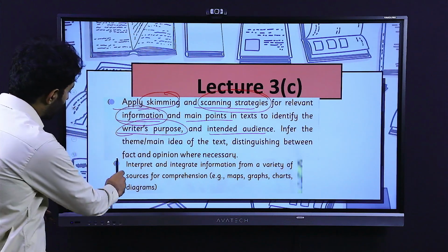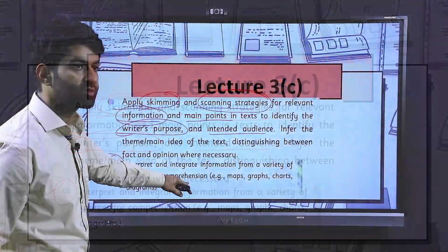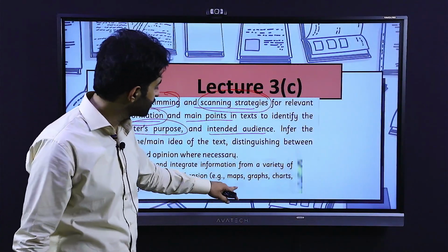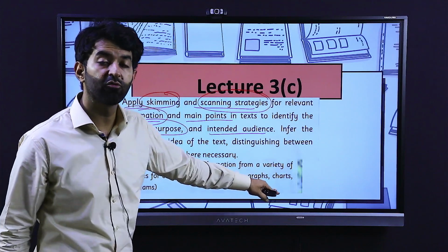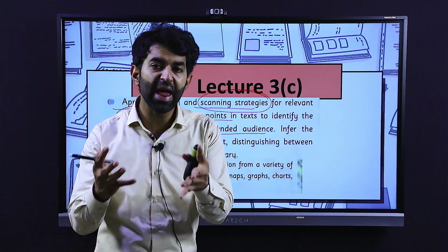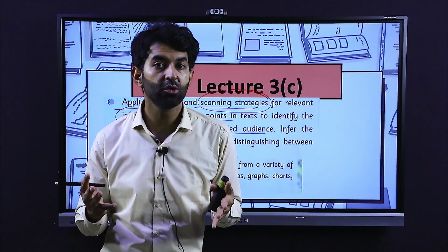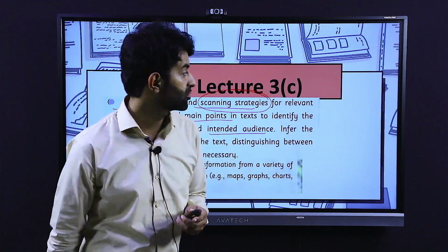Next, we will have the learning outcome merged with it: interpret and integrate information from a variety of sources for comprehension. Now, when we are talking about comprehension, we don't always have text in the form of prose. Sometimes we have maps, sometimes we have to read graphs, charts, and diagrams, and we need to extract information from these different sources. How do we do it? We will talk about it in the lecture.